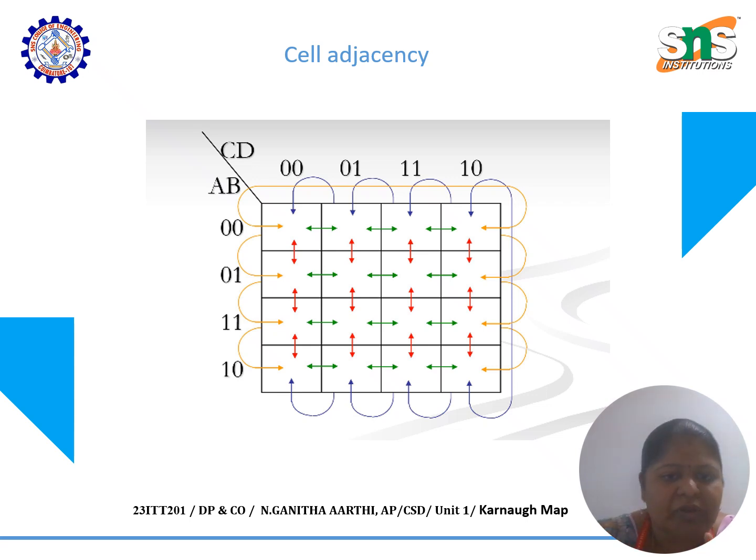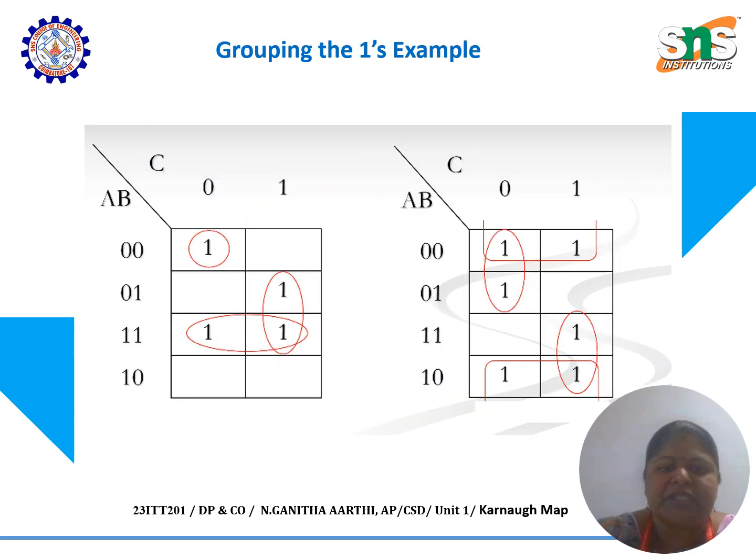For the column 00, the adjacent cell is 01. For the 11 column the adjacent cell will be 01, and for the 10 column the adjacent cell will be 11. Similarly, the first row and the second row are adjacent to each other. The first row, first column is adjacent to the first row, last column. So this is the adjacency here.